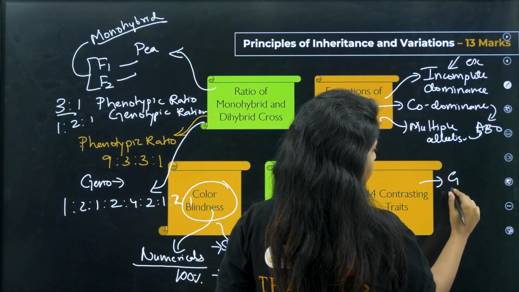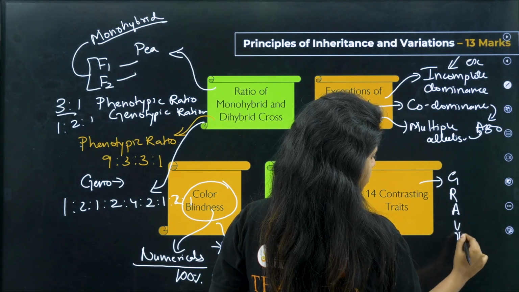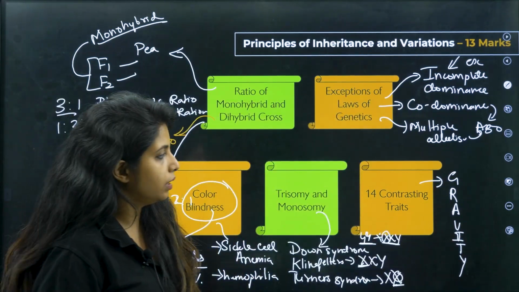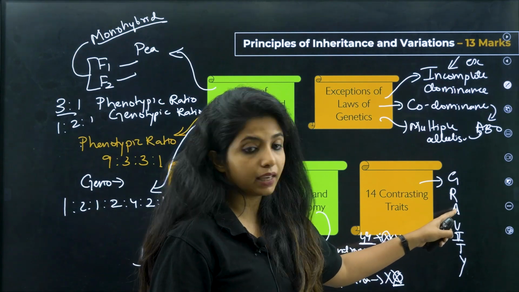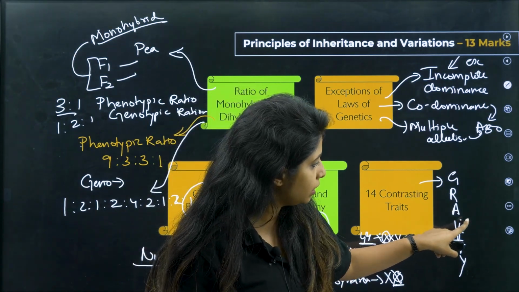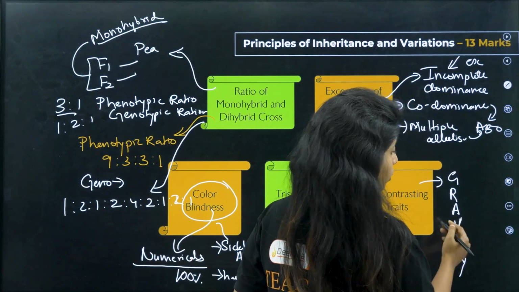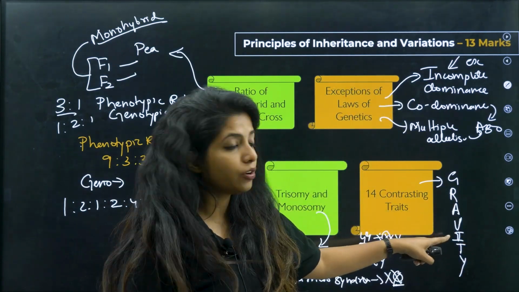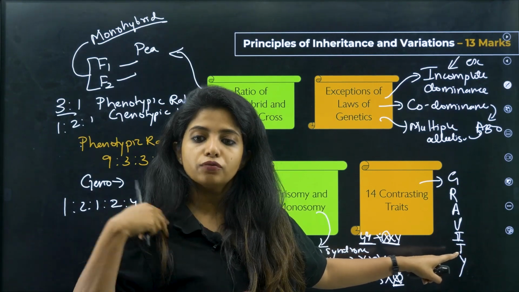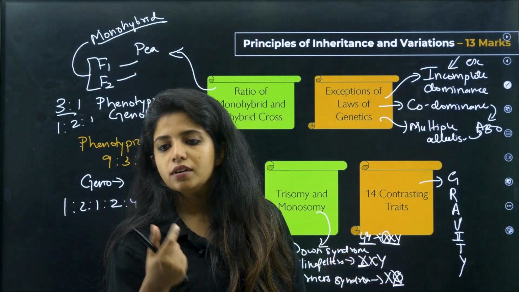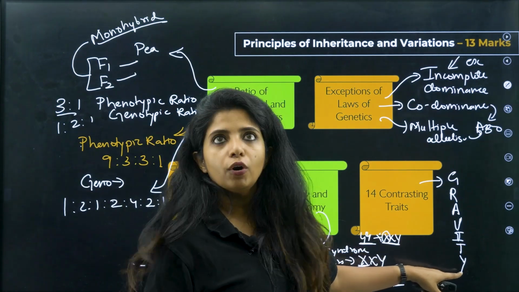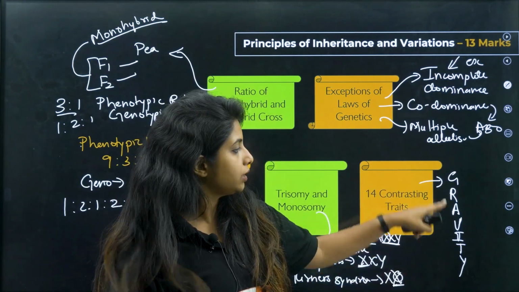I have given you a trick to remember the dominant traits. So these are the dominant traits that you need to remember. Green, round, axial, as in the flower axial. V was for violet flowers. I was for inflated pods. Inflated and constricted, in your NCERT it is written full. So full means inflated. And T is for tall and Y is for yellow color. So these are the dominant traits.